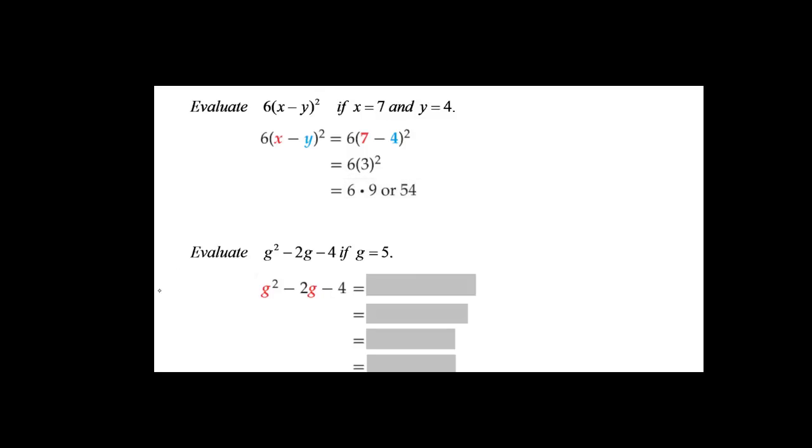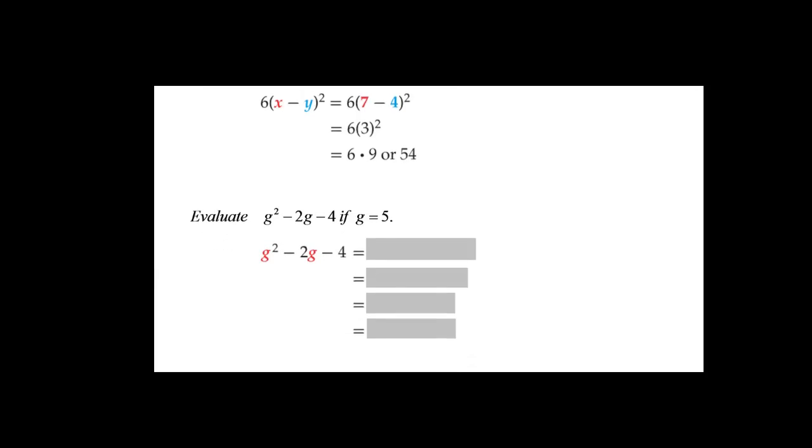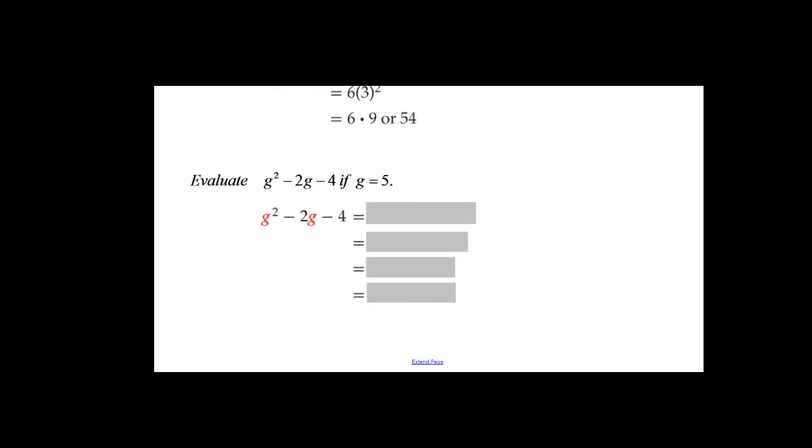All right, our next example says evaluate the expression g squared minus 2g minus 4 if we know that g is equal to 5. Again, we're going to start out by substituting. Instead of the letter g, we're going to put the number 5 everywhere that g occurs, and then we'll use our order of operations to evaluate that. So we have 5 squared minus 2 times 5 minus 4. Exponents get done next because there's nothing inside the parentheses to evaluate. So 5 squared gives us 25 minus 2 times 5 minus 4.